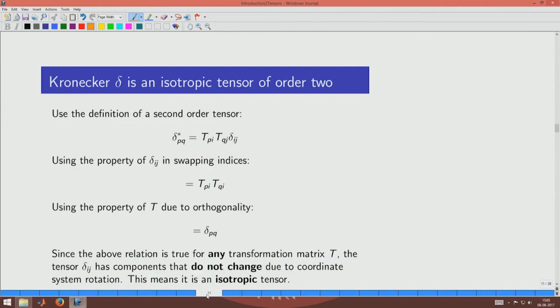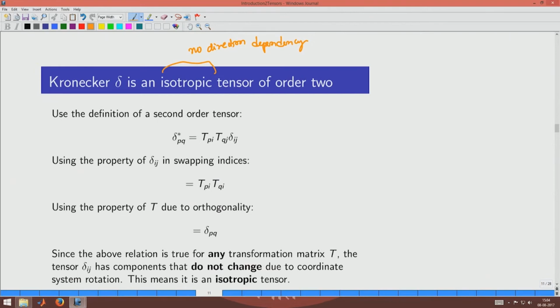Okay. Now, here we want to show that the Kronecker delta is a very special tensor. It is a tensor of order 2, but a special one, namely an isotropic tensor of order 2. What we mean by an isotropic tensor is that there is no direction dependency. Please note that I am not calling it a scalar. It has no direction dependency.